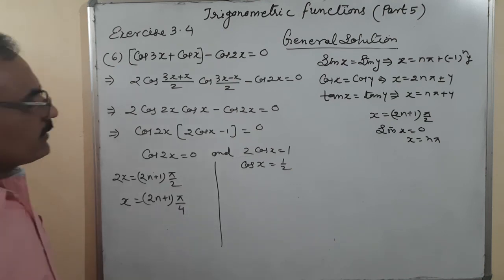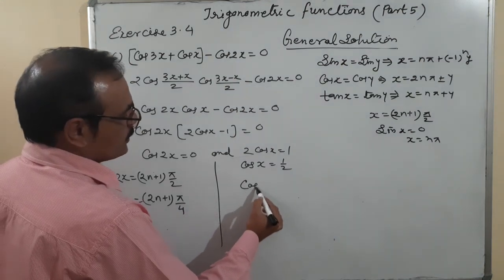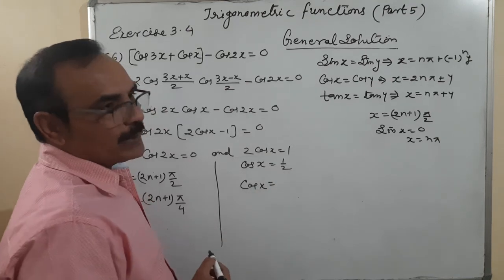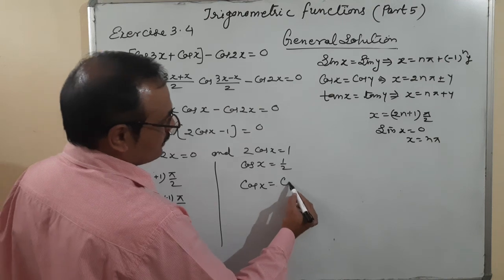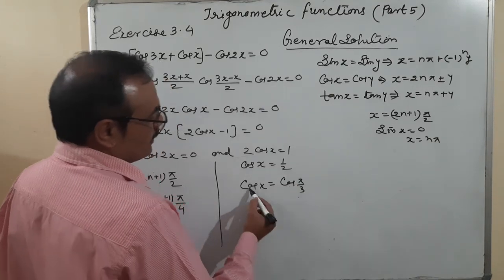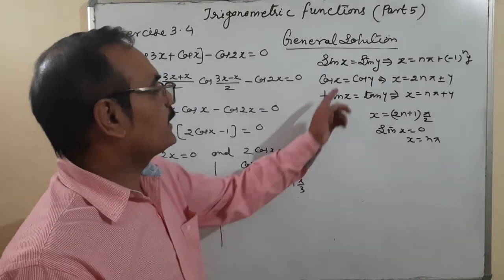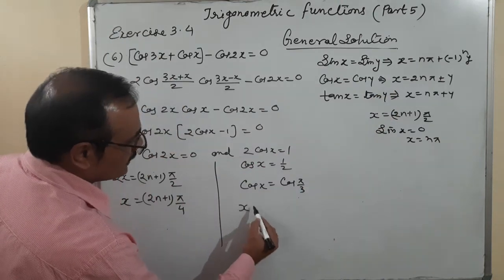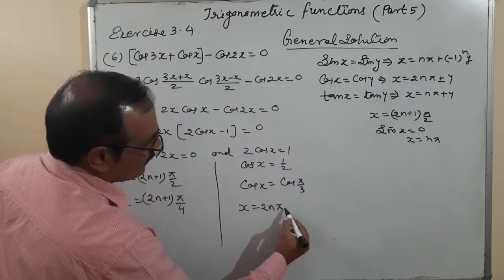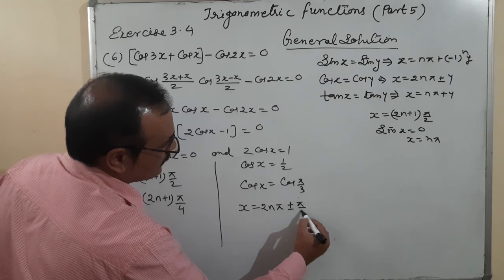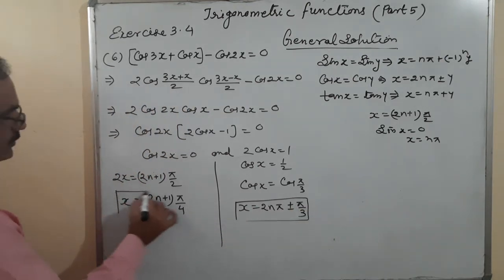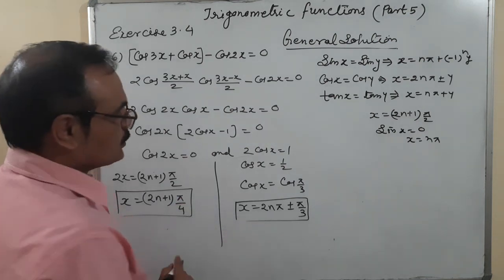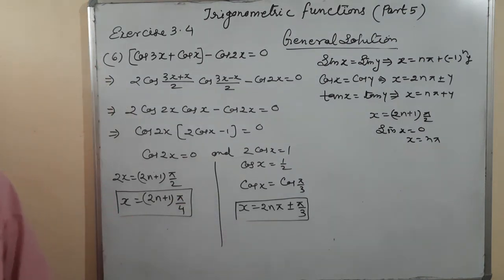One value. Second value, cos x is equal to 1 by 2. 1 by 2 is cos 60, pi by 3. So may I write here cos pi by 3. And cos x is equal to cos y, x is equal to 2n pi plus minus pi by 3. So that is the second value. First, x is equal to 2n plus 1 pi by 4. Second, x is equal to 2n pi plus minus pi by 3. Okay. I hope you have understood it.